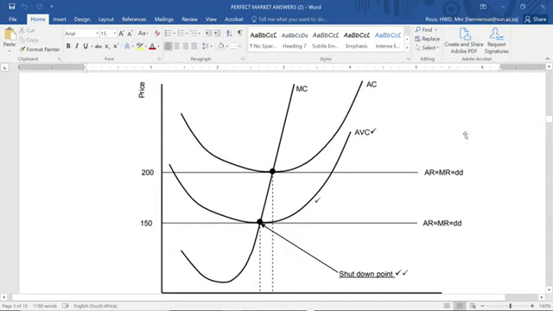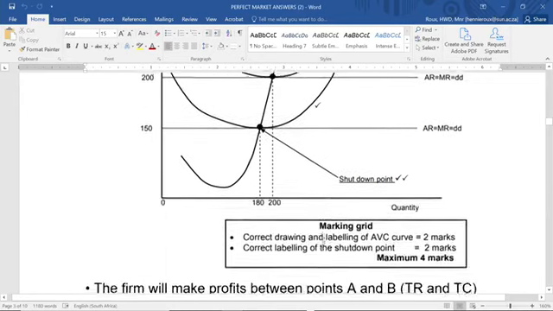Okay, can you see there? That's the original drawing there, and then we've now just inserted the AVC curve and then drawn the new average revenue, marginal revenue demand curve, and or the new price, and then that would then be the shutdown point. Now remember, what we're saying here is the price is decreased from 200 to 150, which I will also explain a bit later on now. Okay.